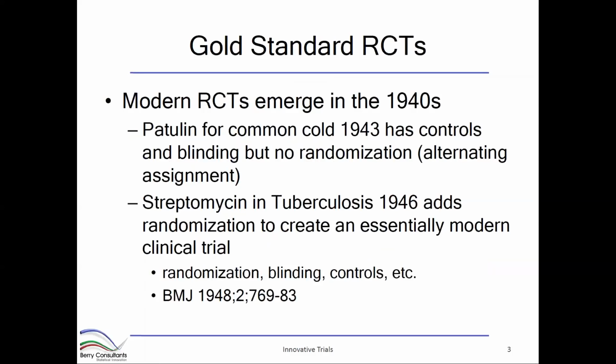So modern randomized clinical trials emerged in the 1940s. There's a trial for patulin with the common cold in 1943. It looks a lot like a modern trial, but it doesn't have randomization. The real first modern clinical trial is the streptomycin trial in 1946. And what it adds, kind of the last component here, is randomization. And so it looks like a modern trial: randomization, blinding, controls, all the things that we think about. And you can actually read this paper from 1948. It's still publicly available.